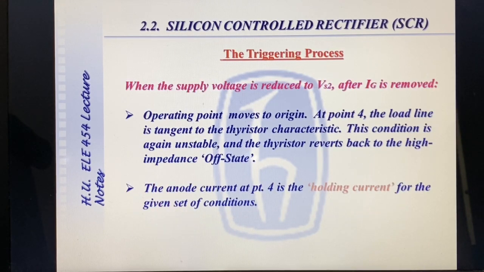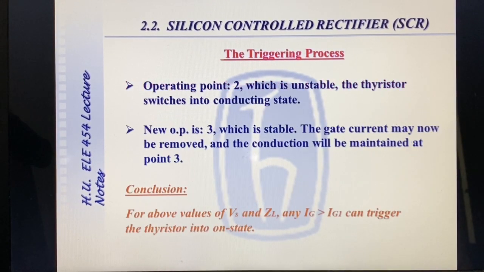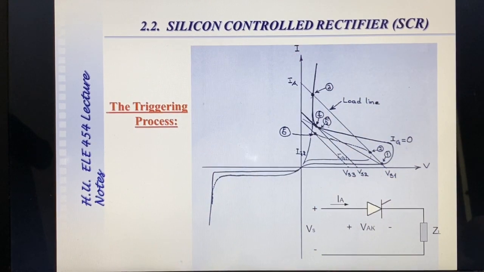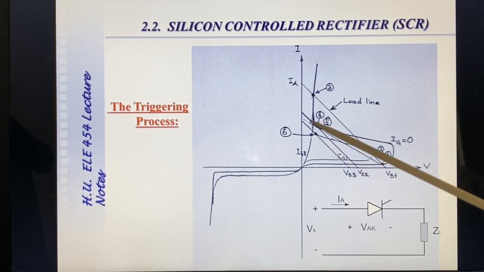on state. When the supply voltage is reduced to Vs2 now, after Ig is removed, what about the new operating point? We remove Ig, so the characteristic is now this one, and Vs2 is the reduced voltage applied, and the corresponding load line is this one.